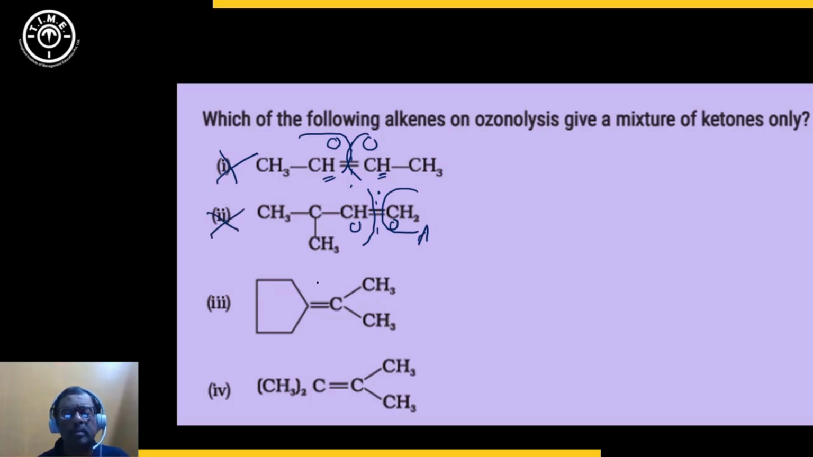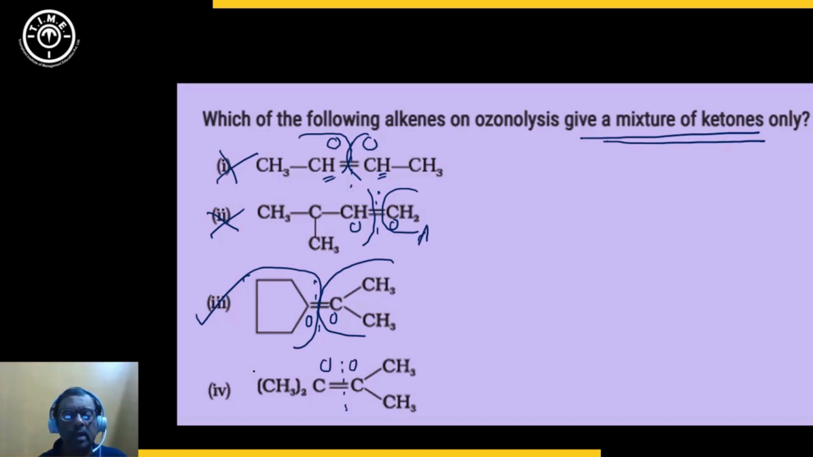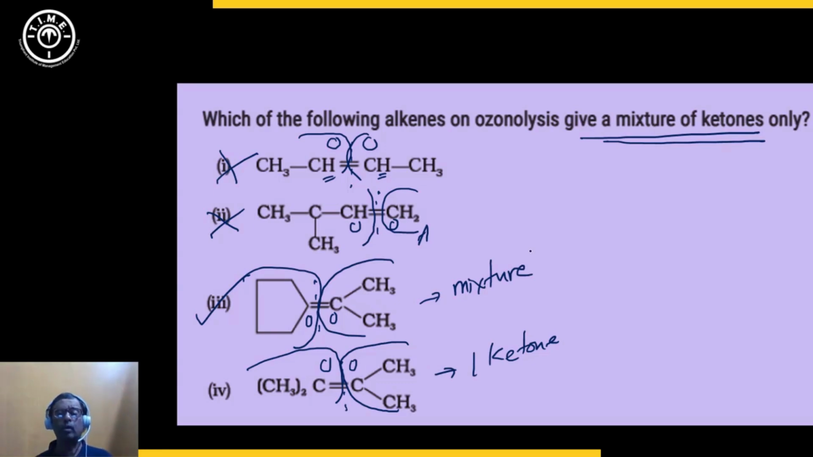So not true. Break this, you get a ketone here, double bond O. That is also a ketone and a ketone. Mixture of ketones. 3 will give. What about 4? 4 has got oxygen here and an oxygen there, but this part and this part are same. It's a symmetrical alkene. So only 1 ketone you got, did not get a mixture. This is a mixture of ketones. Clear? So only 3 gives a mixture of ketones, not 4. Though 4 also gives only ketones, but 2 moles of the same ketone is being formed. Clear?